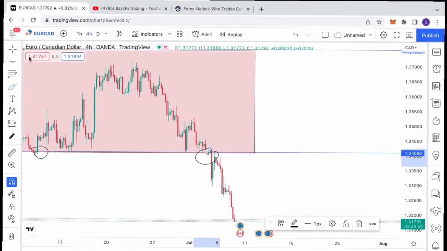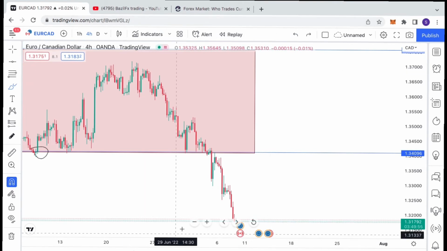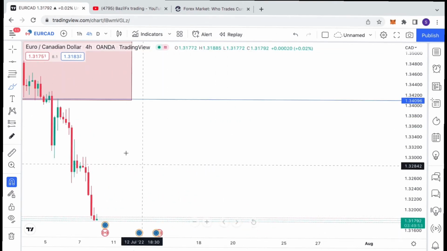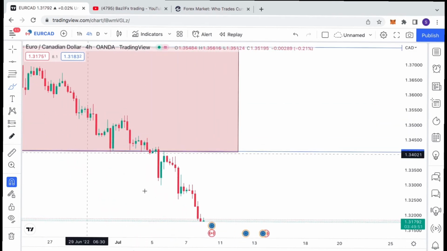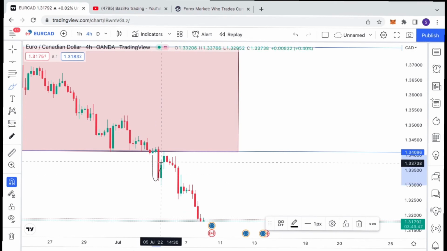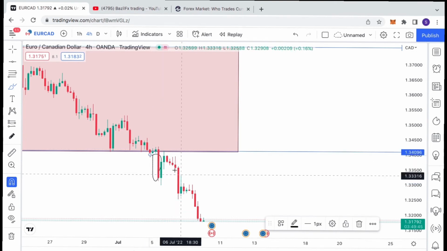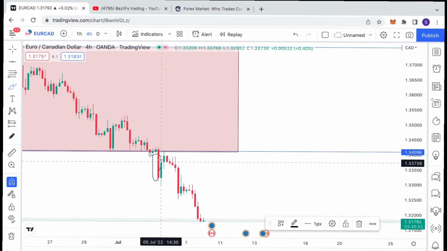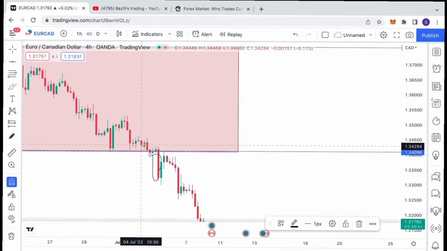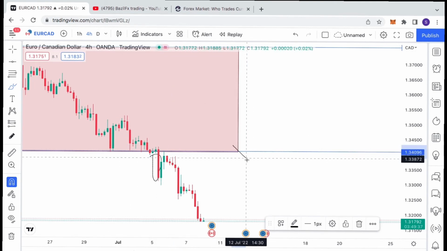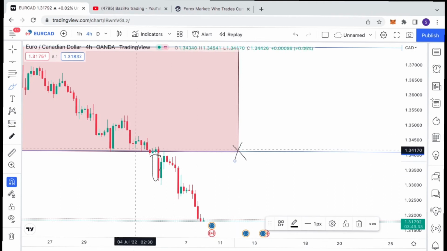So let me show you something. When I zoom in very well, you see this red candle? This red candle right here, that was the breakout. So when a big red candle breaks out from our zone, it means it has broken the support level. This is the support level right there. If they break it, it becomes resistance.